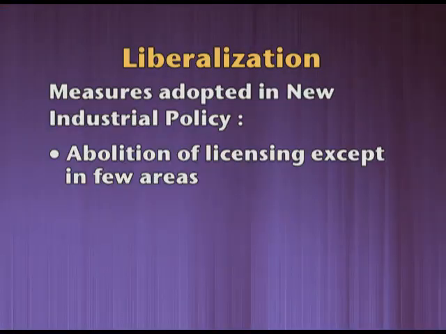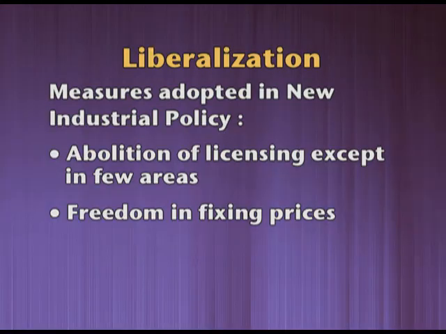In New Industrial Policy, the following measures were adopted. Number 1, abolition of licensing except in few areas. As I mentioned earlier, there were 6 areas which were left out from the delicensing. The second one was freedom in fixing prices. Earlier, the companies were not given the liberty to fix the price of their products. But now, in New Industrial Policy, they were given the liberty that because of the demand and supply forces, they can fix the price of their own product.